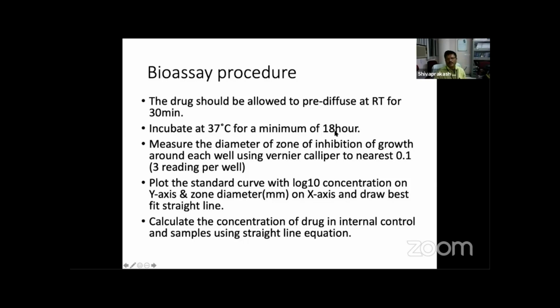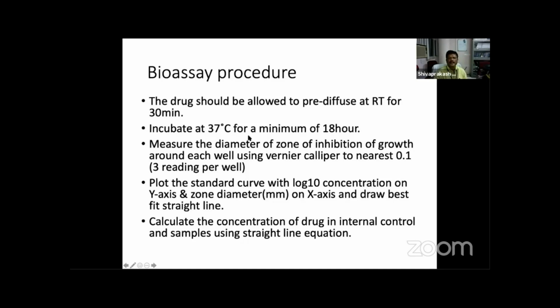minimum of 18 hours. Here I did tell you that whatever culture is there, you prepare the culture inoculum and add that culture to a media. The media along with the culture at 50 degrees, you cool it, and then you have the media and your plate is ready. Then you punch the wells and in that you can add a different sample.